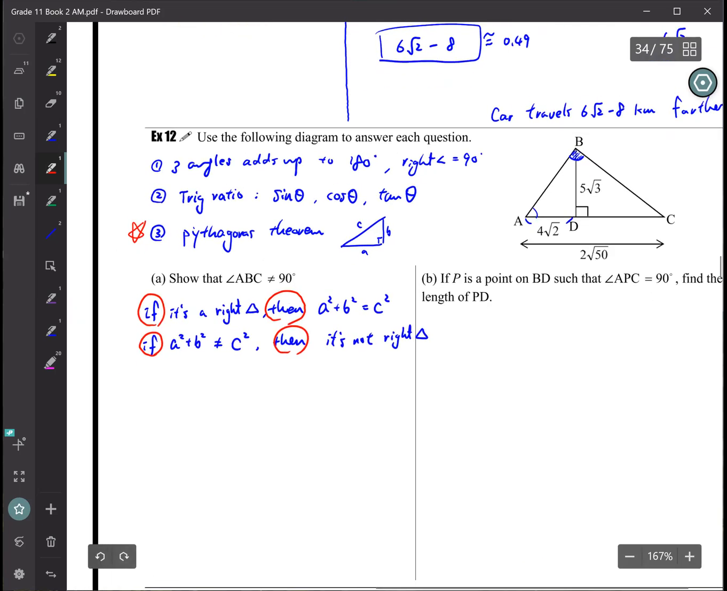Okay, so we need to somehow show that a squared plus b squared doesn't equal c squared. So where's our ABC? If you look at the picture, you guys can copy this down first. Can you raise your hand when you finish writing this part?